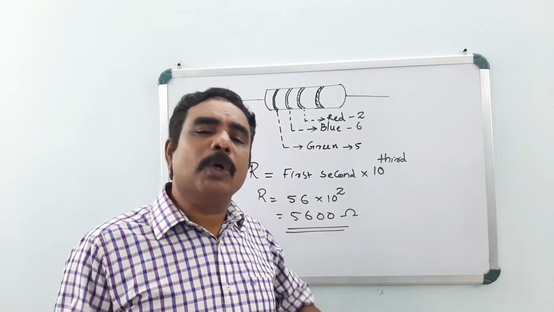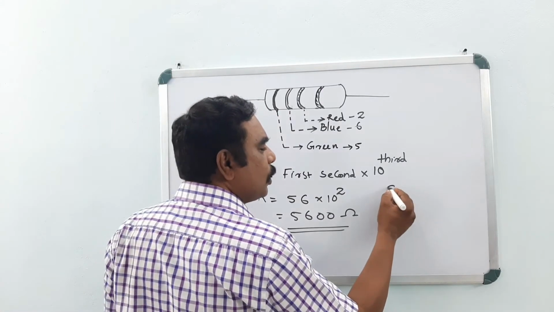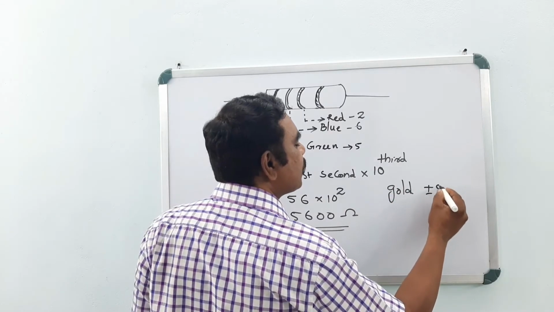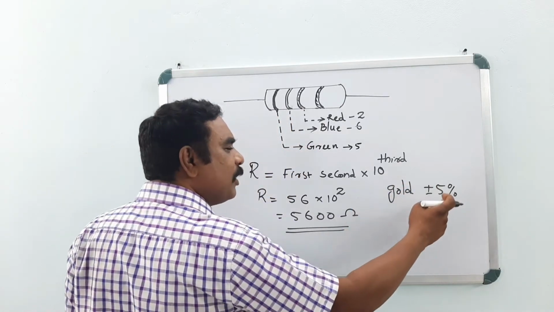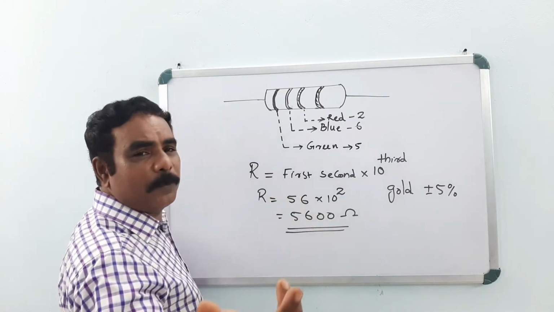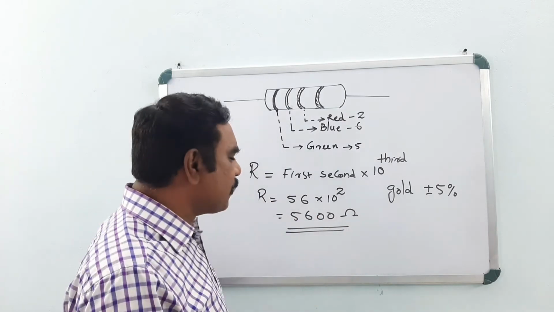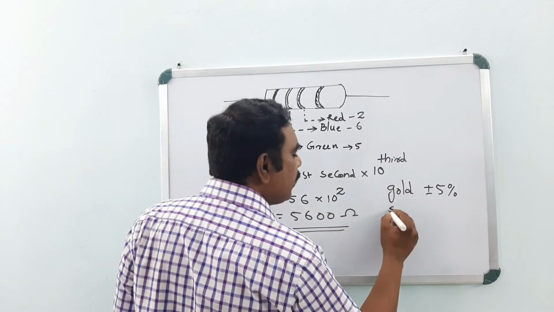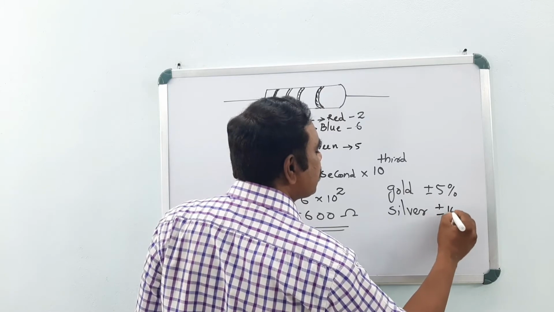Now, for tolerance, there are 3 cases. One is gold. It means plus or minus 5%. That means the resistance highest value will be 5600 ohm plus 5% of this value. Its lowest value will be 5600 ohm minus 5% of this value. Now, if the 4th color is silver, it indicates plus or minus 10%.